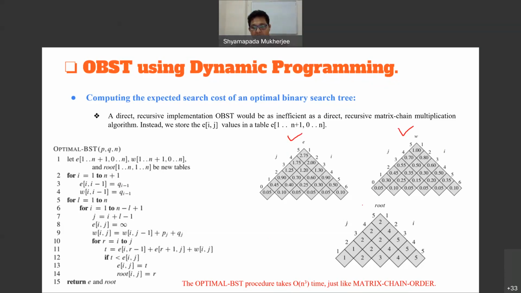Here it starts from 1 to n plus 1 and 0 to n, because we need to consider the dummy values as well. The expected search cost for dummy values also, and similarly for this one, the probability of this one, but root will contain only 1 to n, because this will contain the valid root for the subtrees. Okay, so initially for all the values ei, i minus 1, this will be the probability of the dummy keys. So these are directly assigned the probability of the dummy keys, and similarly wi, i minus 1 will also contain the probability of the dummy keys.